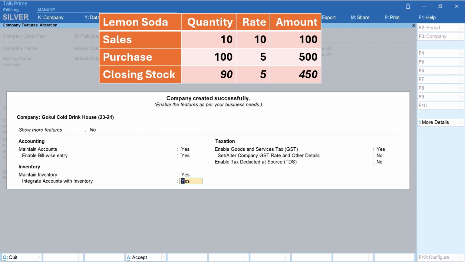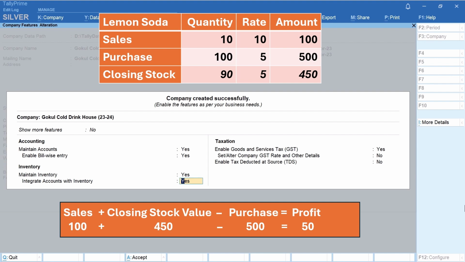Devendra also said that if we sell these 90 bottles at no loss, no profit, we will still make a profit. So when applying the formula, we will have to add the closing stock value of 450 to the sales. So here is a new formula. Sales plus the value of closing stock minus purchase is equal to profit. The total sale is 100. Value of closing stock is 450. The total purchase value is 500. So the profit is 100 plus 450 minus 500 is equal to 50. So our profit is 50 rupees.